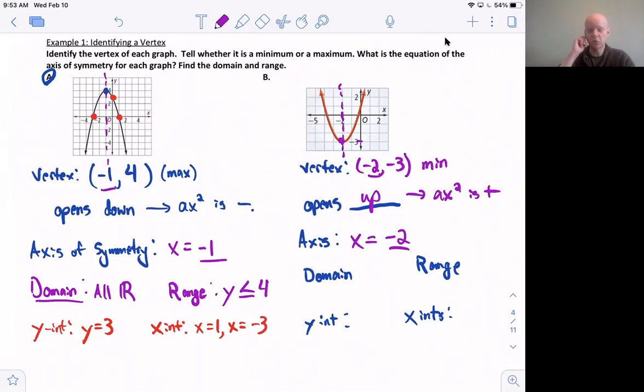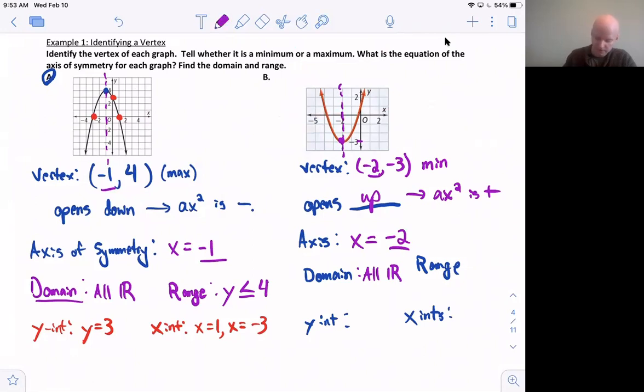Maybe you tried the domain and the range. So the domain here would be all real numbers. All parabolas always have a domain of all real numbers because the parabola keeps going to the left, keeps going to the right. So all of the x coordinates are covered no matter what.